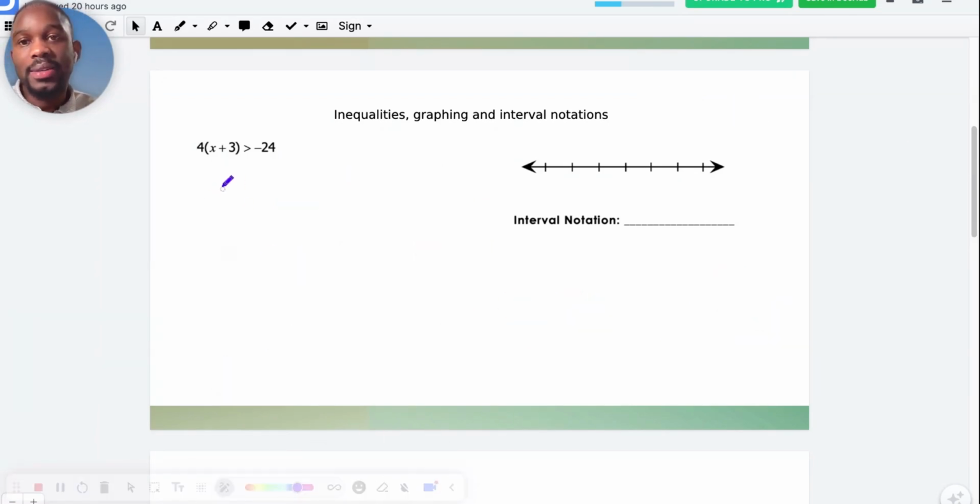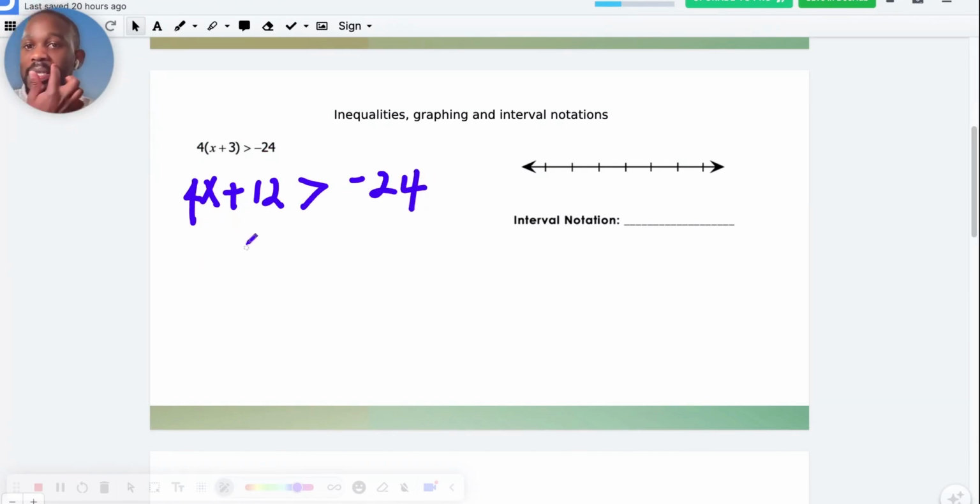So here they're giving us 4 times (x plus 3) is greater than negative 24. The first thing we're going to do is follow our 3 rules: distribute, collect like terms, and work out the value of the unknown. By now we should be really good at distributing. It just means opening brackets, or multiplying 4 with everything inside the brackets. So 4 times x gives 4x, plus 12, which is 4 times 3, and this is greater than negative 24.